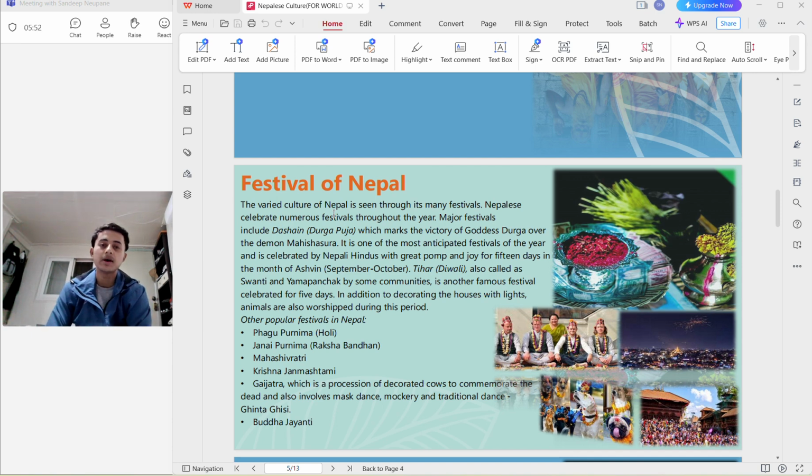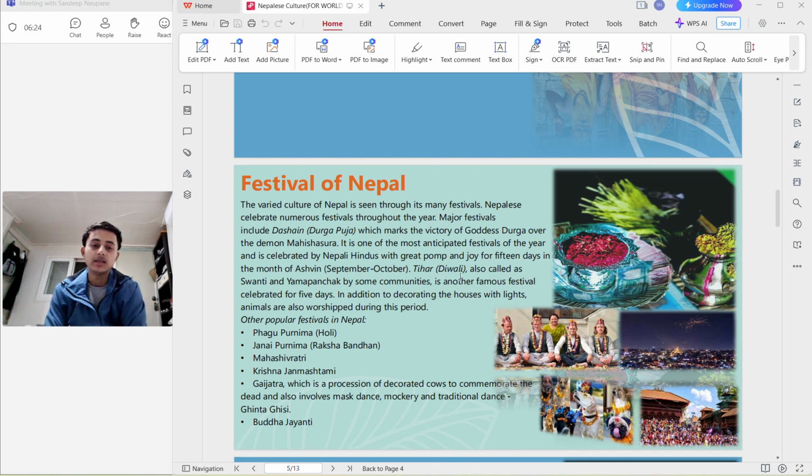The varied culture of Nepal is seen through its many festivals. Nepalese celebrate numerous festivals throughout the year. Major festivals include Dashain Puja, which is also known as Durga Puja, which marks the victory of goddess Durga over the demon Mahishasur. It is one of the most anticipated festivals of the year, and it's celebrated by Nepali Hindus with great pomp and joy for 15 days in the month of Ashwin, September to October.